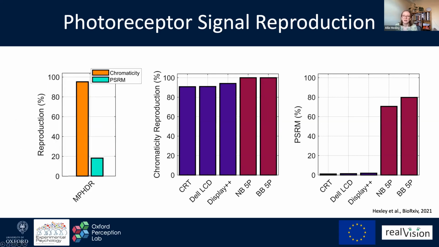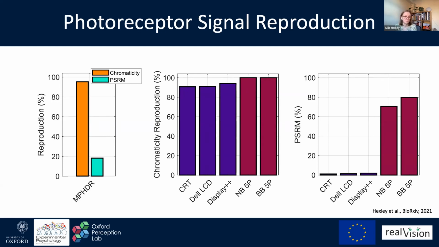Also, a note of caution for thinking about the PSRM metric is that with any metric, the usefulness of it depends on the intended purpose of the display and what you are using that metric for. So if we apply the chromaticity and photoreceptor signal reproduction metrics to the MPHDR display I introduced to you earlier, we see high chromaticity reproduction, which we'd expect because we optimize the choice of the design of that display to maximize chromaticity reproduction. But we have a relatively low PSRM for a 5 primary display. And this is because this system wasn't designed to maximize the PSRM, but rather to offer maximal Melanopsin contrast over a large luminance range for the research purposes intended for that system.